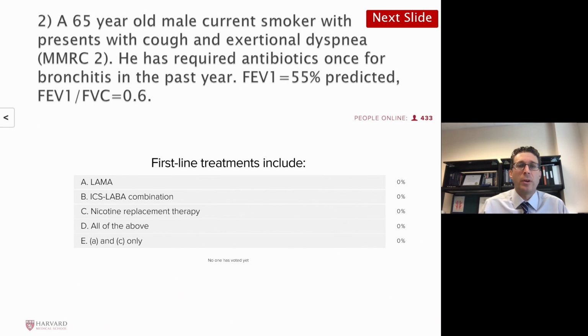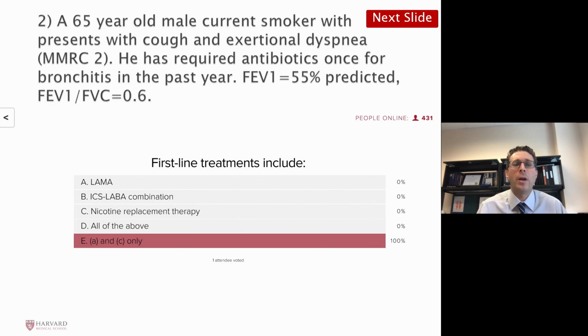Here's the next question. 65-year-old male, current smoker, presents with cough and exertional dyspnea, MMRC grade 2, so he's short of breath, has to walk slower than other people or stops on the level. He has required antibiotics once for bronchitis in the past year. His FEV1 is 55% of predicted, and FEV1 over FVC ratio is 0.6.